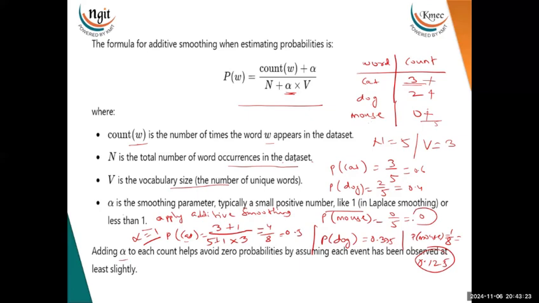Earlier, the probability of mouse was 0. That is when we didn't apply the additive smoothing. But when we applied additive smoothing, it became 0.125. So this is how it tries to ensure that no zero probability exists.